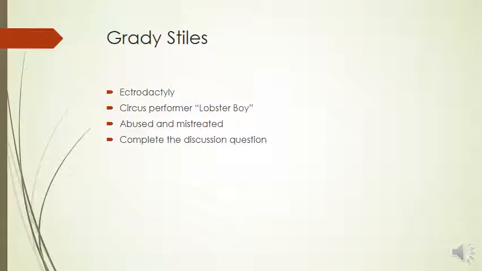This week, you will do a discussion question on an autosomal dominant disorder called ectrodactyly, and you will look at a very sad story about an abused and mistreated individual who did some very bad things himself, who was called Grady Stiles. He lived in the 20th century. He was a circus performer, and he was known as the Lobster Boy. So you will complete the discussion, and have a feeling about how so many of these diseases are seen in individuals who were abused and had nowhere else to go except to be in circus sideshows.